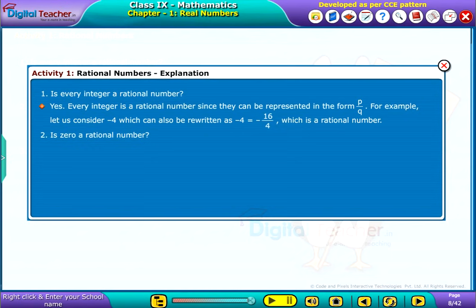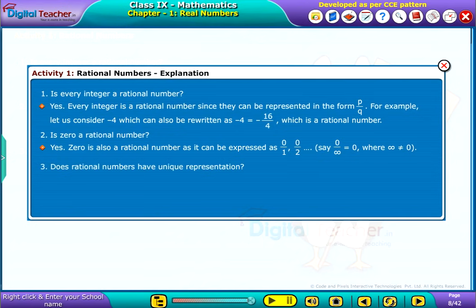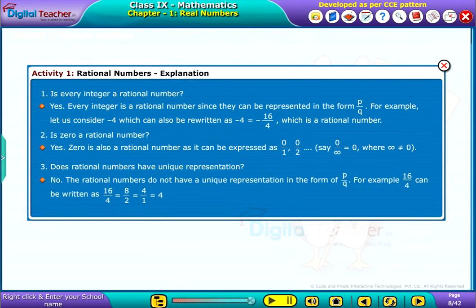2. Is 0 a rational number? Yes. 0 is also a rational number, as it can be expressed as 0 by 1, 0 by 2, and so on. Say 0 by any number is equal to 0, where that number is not equal to 0. 3. Do rational numbers have unique representation? No. The rational numbers do not have a unique representation in the form of p by q. For example, 16 by 4 can be written as shown.